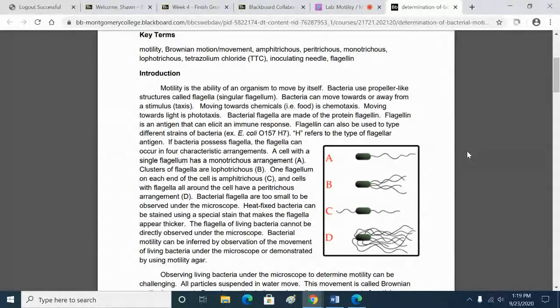If they have just one, we call that monotrichous. If they have a cluster of flagella, we call that lophotrichous. One flagellum on each end is amphitrichous, and if they're covered with flagella, they're peritrichous. Remember, flagella are way too small to see. The only way to see them is by using a special stain, which makes them thicker so they can be seen. And we'll look at some examples of those slides in a few minutes. And we'll talk about some of the problems with those slides as well.